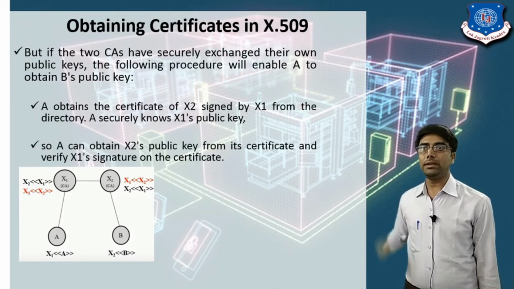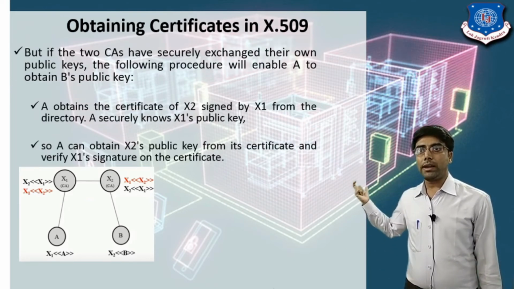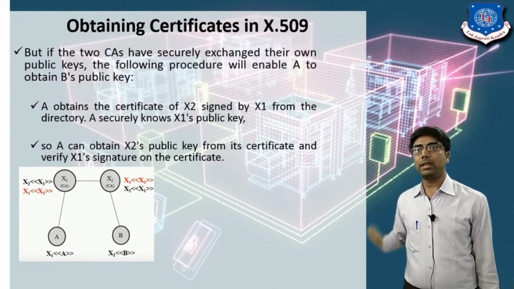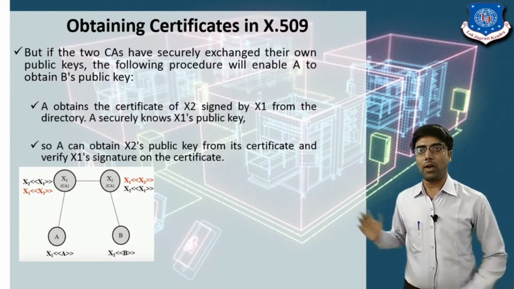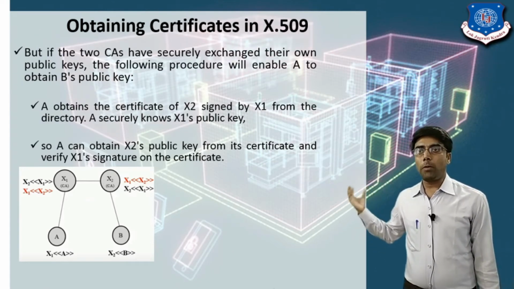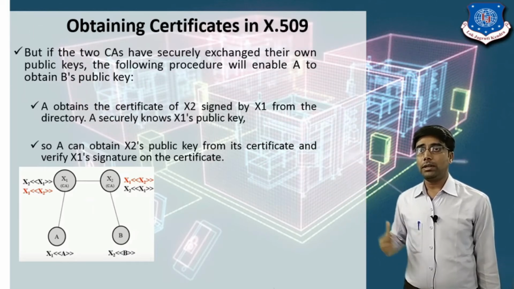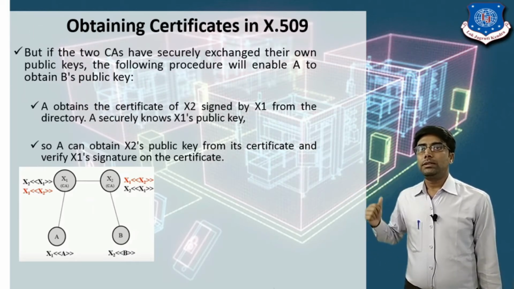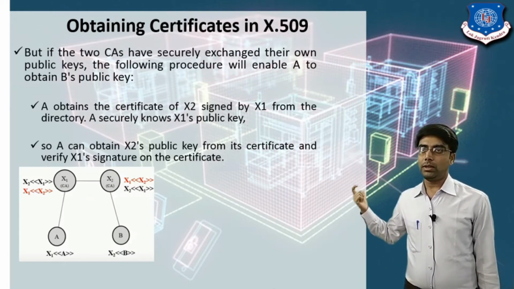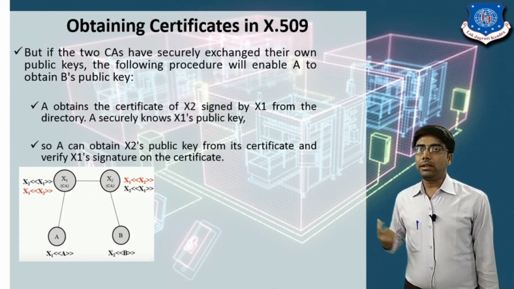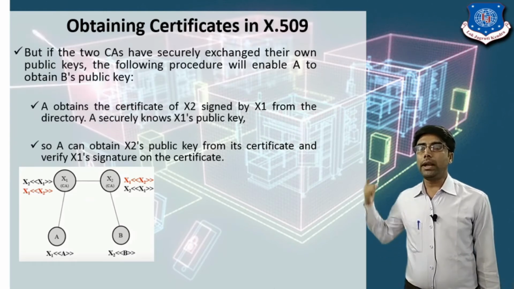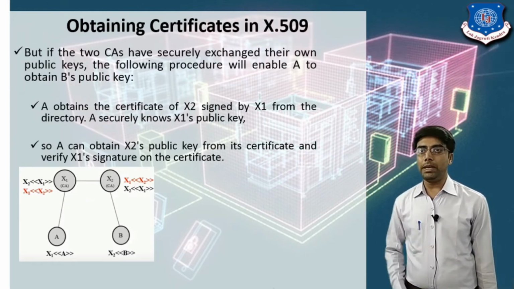Now the second scenario: user A can obtain X2's public key from its certificate and verify X1's signature on the certificate. A can obtain X2's public key because the X2 certificate is signed by X1. It means now A can receive the public key of X2. Now it verifies the certificate of B.